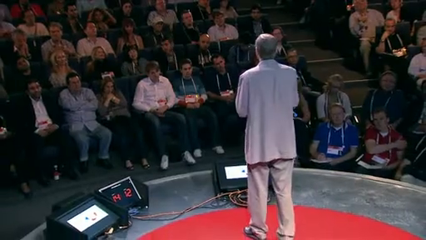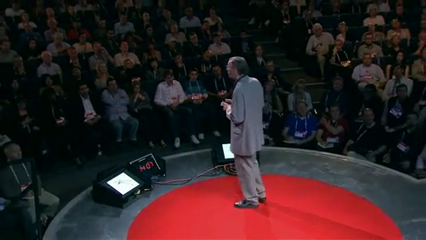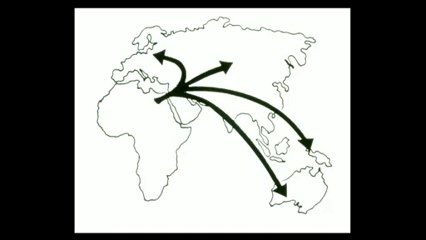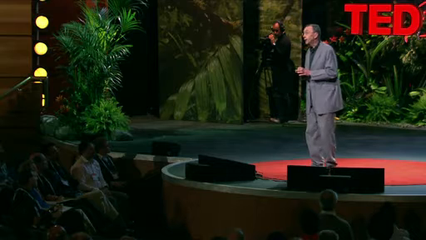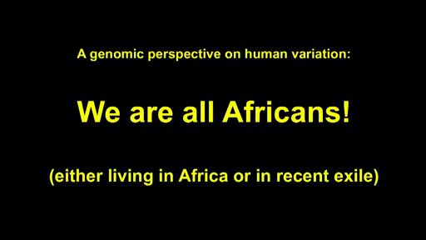And together with methods to date these genetic differences, this has led to the insight that modern humans, who are essentially indistinguishable from you and me, evolved in Africa quite recently, between 100 and 200,000 years ago, and later, between 100 and 50,000 years ago or so, went out of Africa to colonize the rest of the world. So what I often like to say is that from a genomic perspective then, we are all Africans. We either live inside Africa today or in quite recent exile.